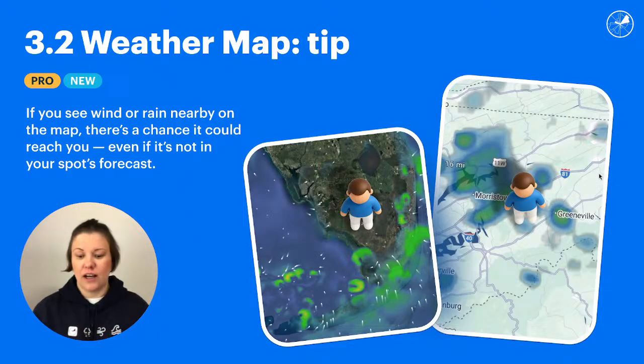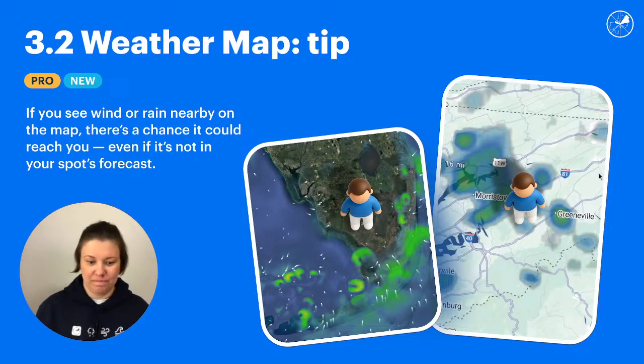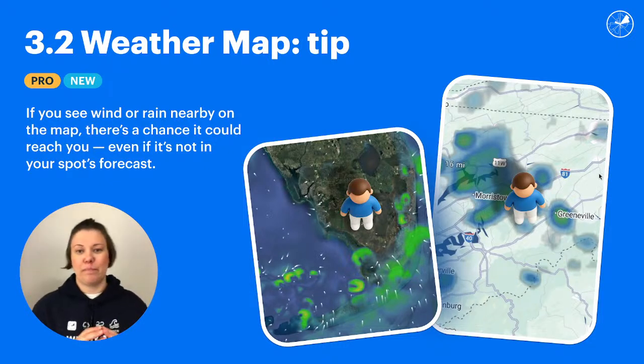Now, another tip for the weather map, why I think it's very important to use it. Weather forecasts are getting better at forecasting, but what they have trouble with is the position of local winds and local precipitation.